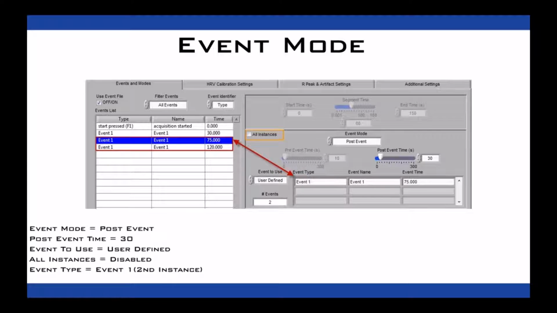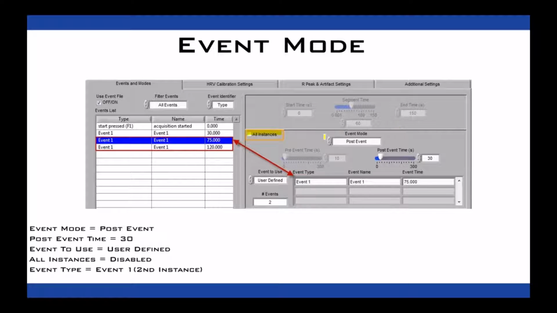Okay, now we're going to go into a different mode, which is post-event. We've done that before. However, we're going to introduce the all instances checkbox, which you can see right here in the orange box. We're going to show examples of all instances enabled and disabled. If it doesn't make sense to you in the beginning, then it will definitely by the end.